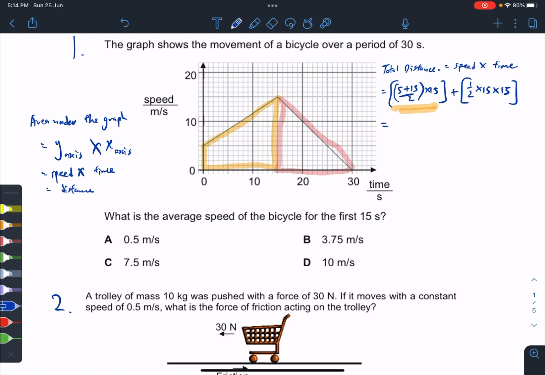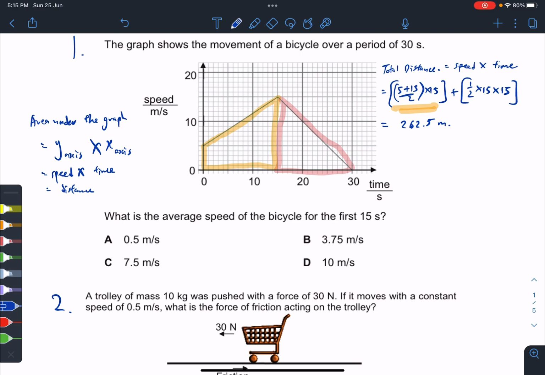Then we can use a calculator: (5 plus 15) divided by 2 times 15, add half times 15 times 15. You get 262.5 meters.